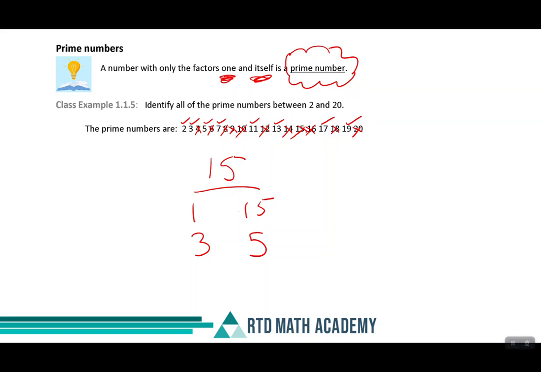So all of the prime numbers between 1 and 20 happen to be 2, 3, 5, 7, 11, 13, 17, and 19.